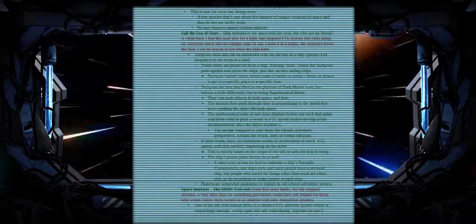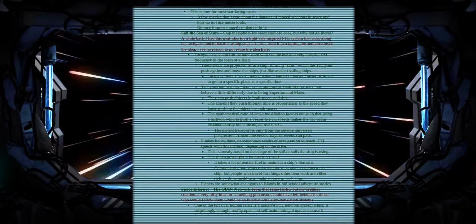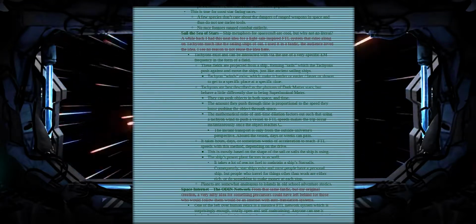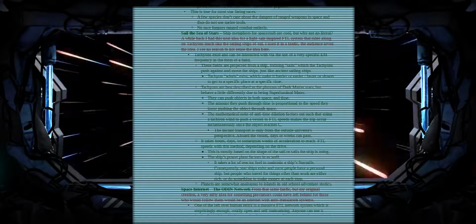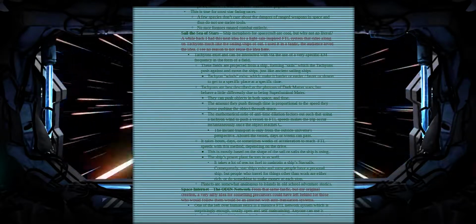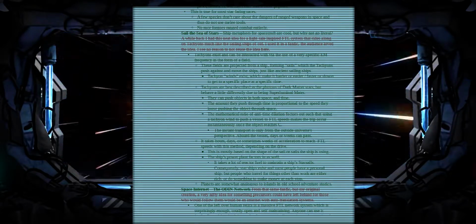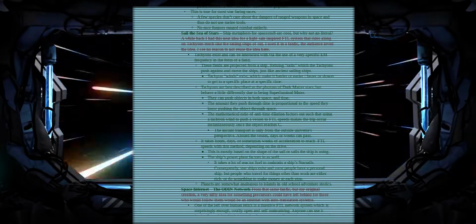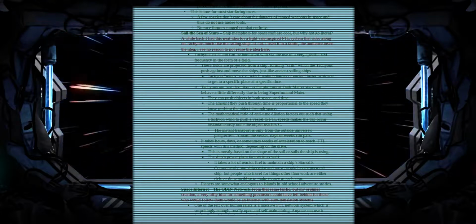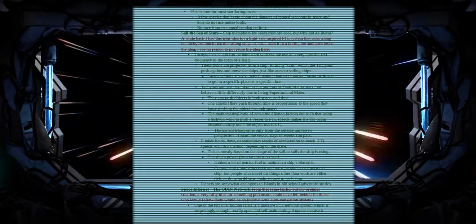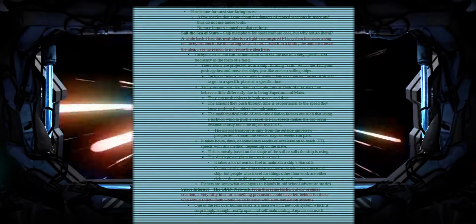So, tachyons exist and can be interacted with via the use of a very specific electromagnetic field frequency. These fields are projected from a ship, forming sails. The tachyons push against and move those sails, which in turn move the ships, just like an ancient sailing ship. So the ships are sailing around space on tachyon winds, which make it either easier or harder, or faster or slower, to get to a specific place at a specific time from a specific place at a specific time.